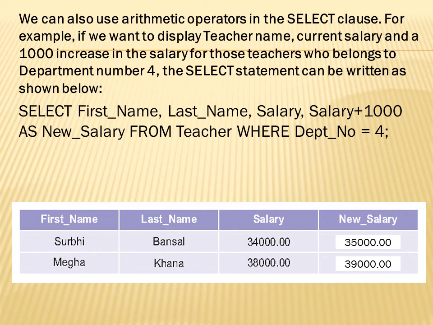See here, output comes like this. First names are Surbi and Megha, with their last names. These two teachers belong to department number 4. The previous salary was 34,000 and 38,000. Now with an increment of 1000 given, the new salary is mentioned. So this is the way to do it.